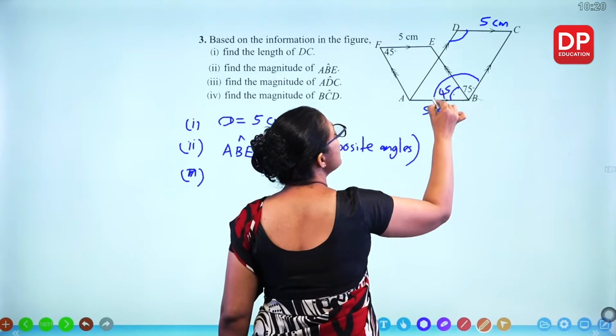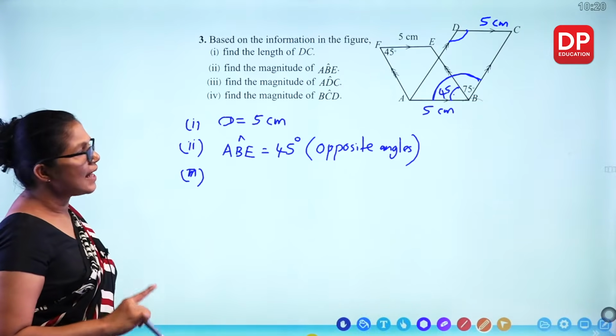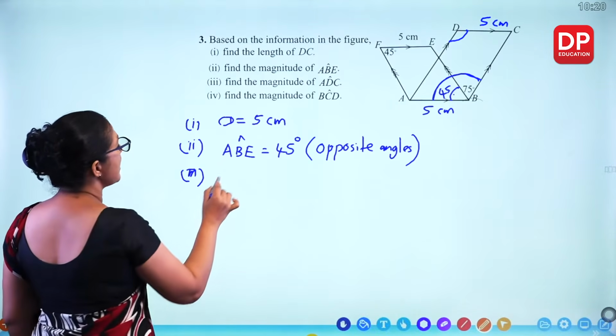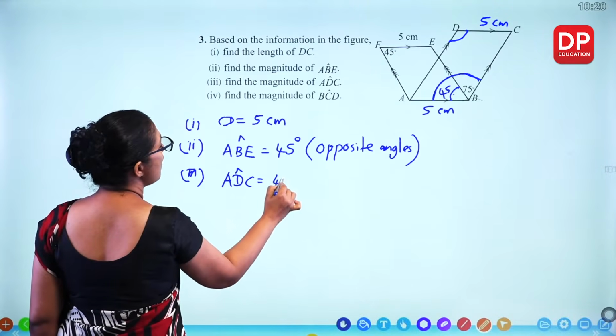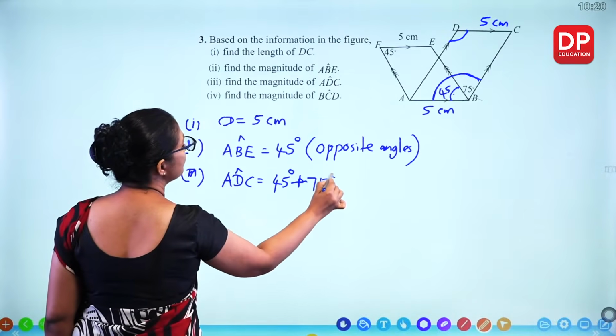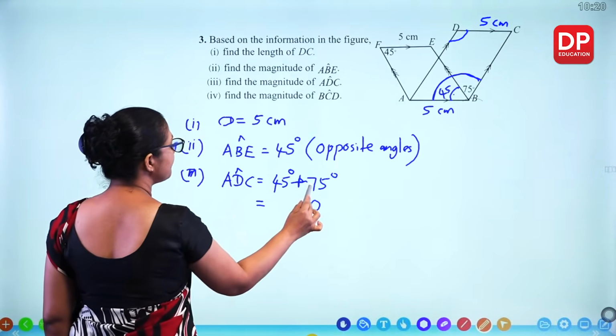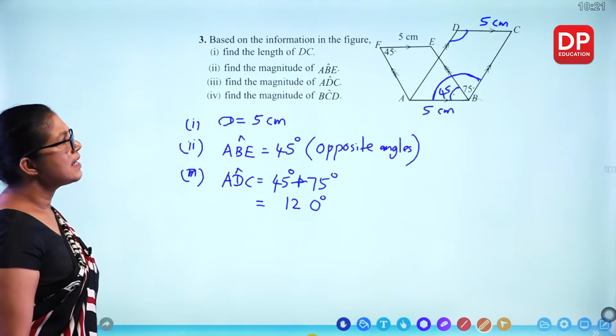So what's the total angle here? 75 plus 45. That's equal to D angle. ADC angle is 45 plus 75, 120 degrees.